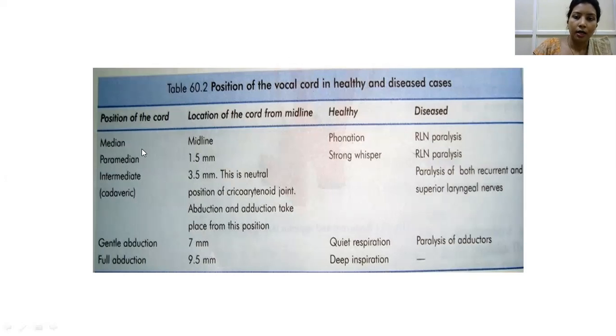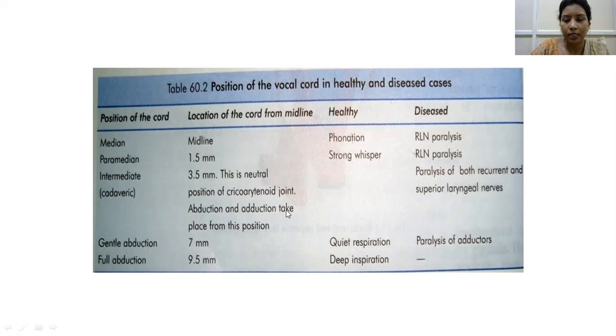So in cases of phonation, when you have to create some amount of thoracic pressure or when you want to cough, in a healthy person the vocal cords are seen in the midline on both sides. When you are phonating, you see them in the midline. The diseased part we will discuss further. When do you see it in a paramedian position? When you are whispering. Whisper is when there is some amount of air leak also. In that case, both the vocal cords will be in a paramedian position.